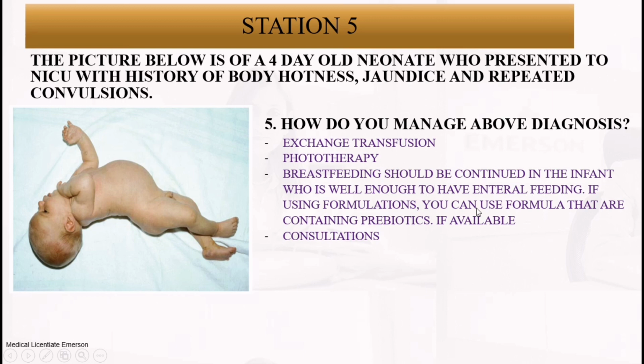So if using formulations, you can use formula that contains prebiotics if they are available, because formula containing prebiotics is expensive and not usually found, especially in our setup. So just make sure the woman continues to breastfeed the child. Then of course you can do other consultations, but this is the management for connectors. Okay, so we are done with station 5.